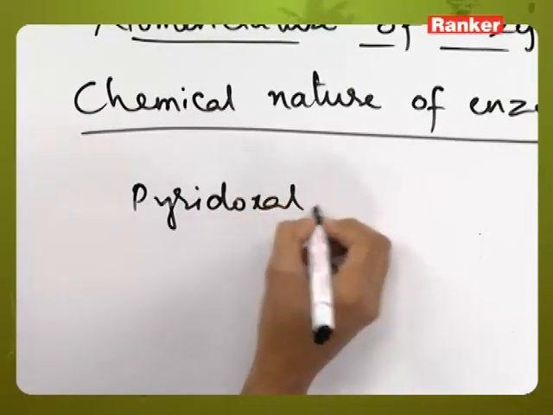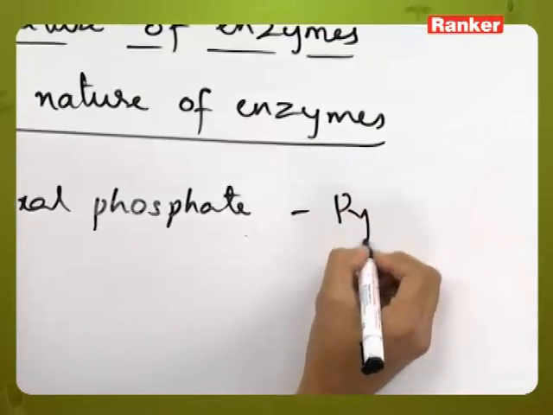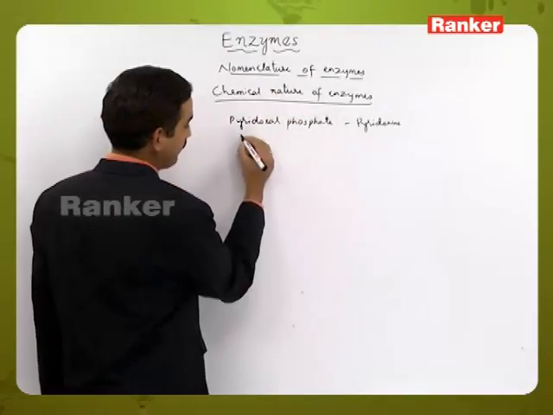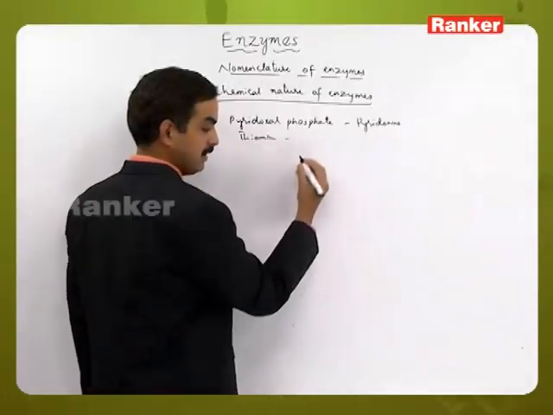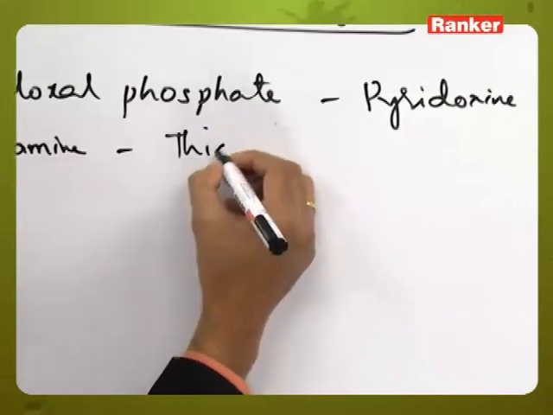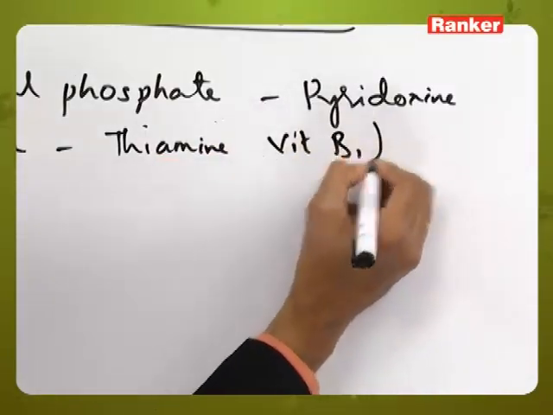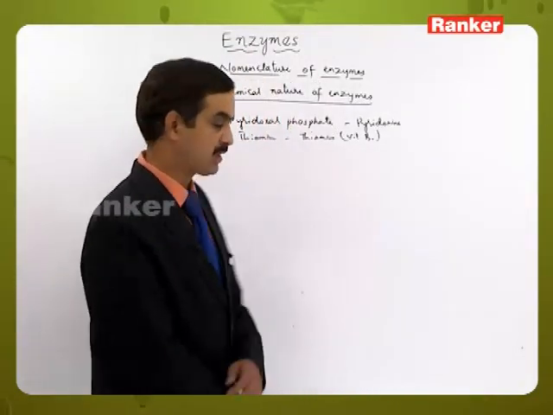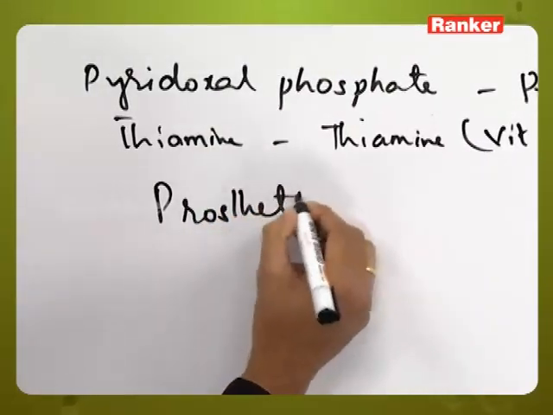Some other examples are pyridoxal phosphate, which has been derived from pyridoxine. In the same way, thiamine pyrophosphate has been derived from thiamine, that is vitamin B1. So likewise, they have been derived from various types of water soluble compounds. Let us see the next one, the prosthetic group.